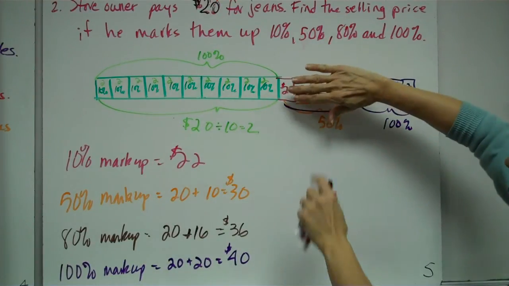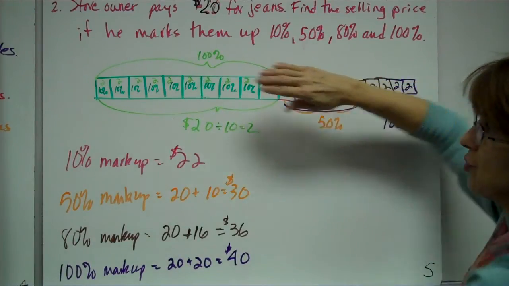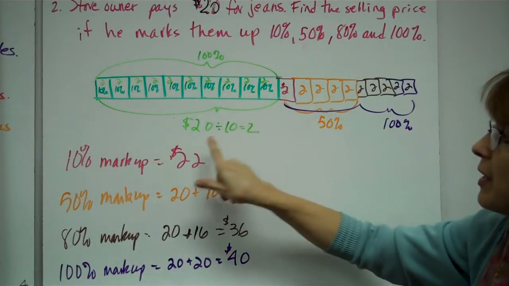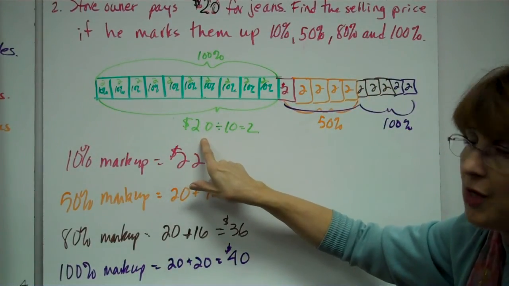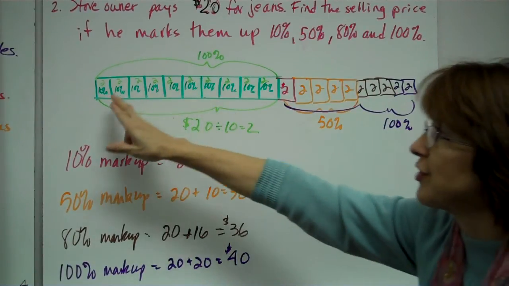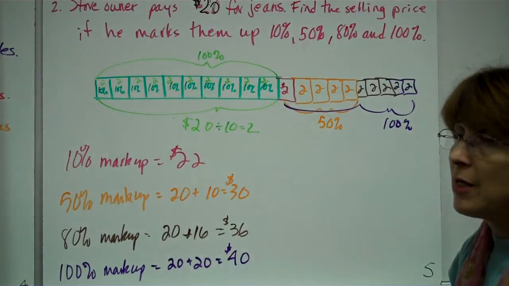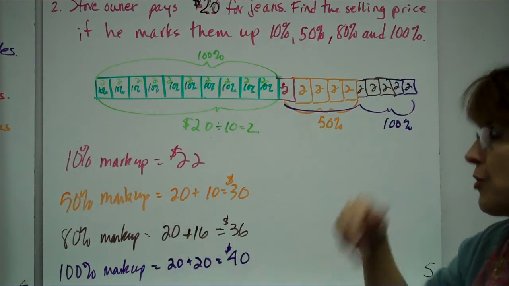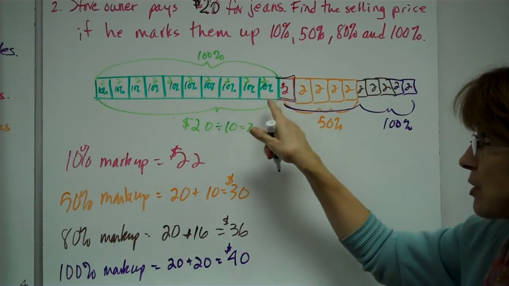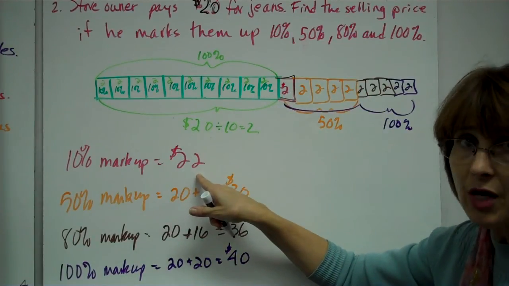So the first thing I did, I just drew my long rectangle, the green one, and marked it with 10 boxes, each one 10%. And that's 100%. That's the total amount this guy paid for his jeans, which is $20. Well, because I had 10 sections, I had to divide by 10 to understand that each box really means $2, okay? So if he's going to mark it up 10%, he's going to add one more box. Each box is $2, so he's going to add $2 more. So he's only going to mark it up to be $22.